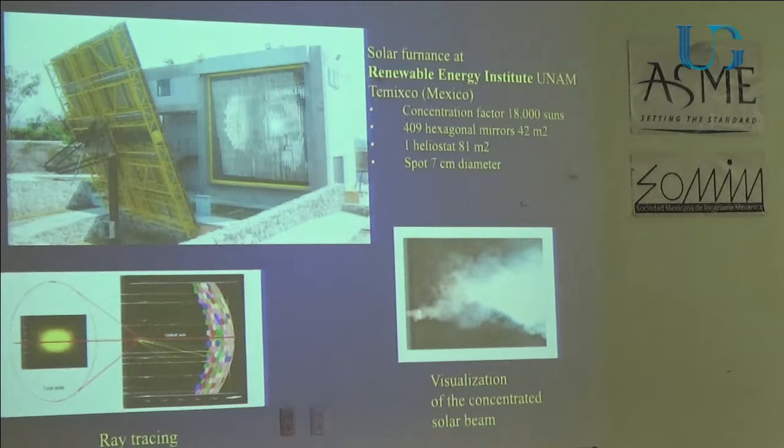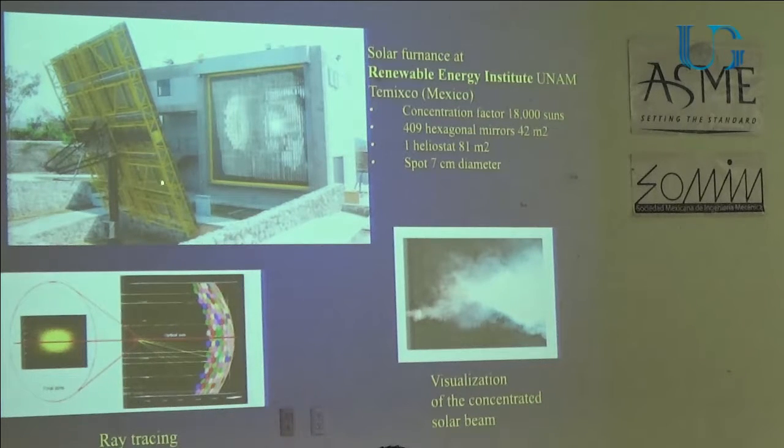So even though in France the concentrator is bigger, the spot is also bigger. And in Mexico, what we have is a smaller spot, more energy concentrated. It's not a point, obviously. It's a circle, but the amount of energy that is concentrated in there is huge.